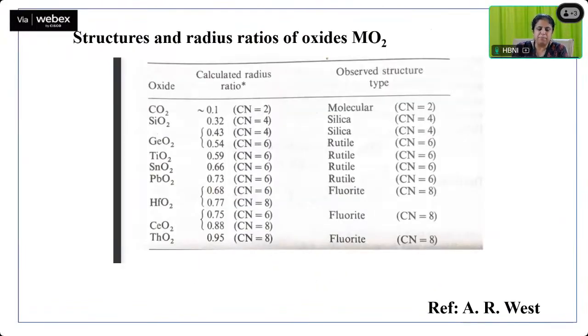So this is just an example of some compounds, their radius ratio of cation and anion. And then this is the calculated radius ratio. This is the predicted coordination number. And this is the observed coordination number. Okay. So for some of you, you will see that there are two radius ratios being described. Now, why is it so? We'll talk about it now.